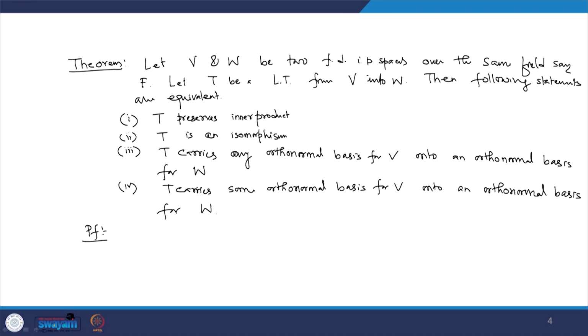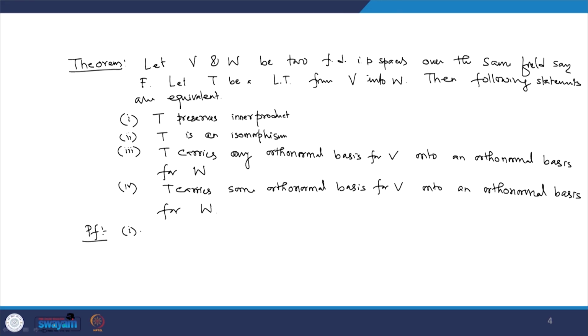So, let us quickly prove these theorems. I want to show that if T is a linear transformation from V into W, where V and W are finite dimensional inner product spaces defined over the same field and V and W have the same dimensions, then the first statement is that T preserves the inner product, and the second is T is an isomorphism. Third, T carries any orthonormal basis for V onto an orthonormal basis for W, and the fourth one, that T carries some orthonormal basis for V onto an orthonormal basis for W. These four statements are equivalent. So, let us quickly prove that.